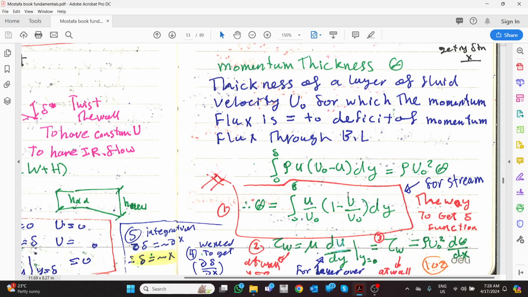This is for the stream, and this is very important. We need to keep it: the definition of the momentum thickness.